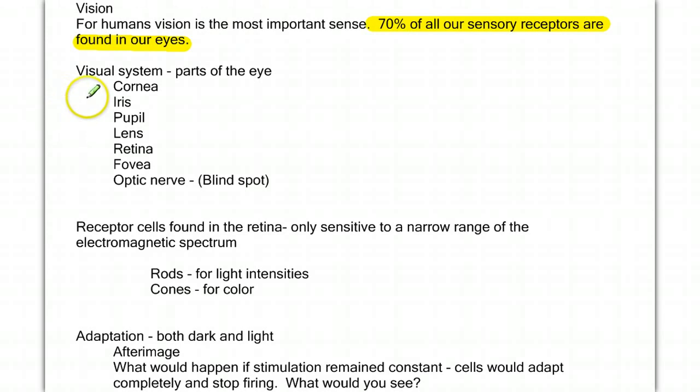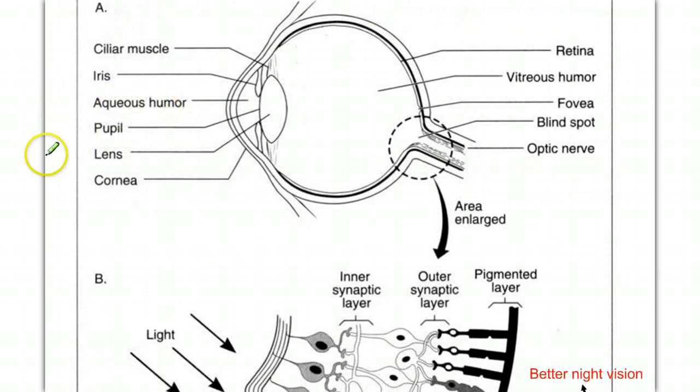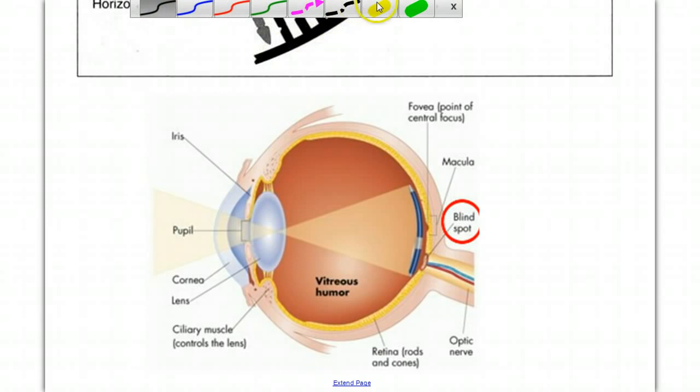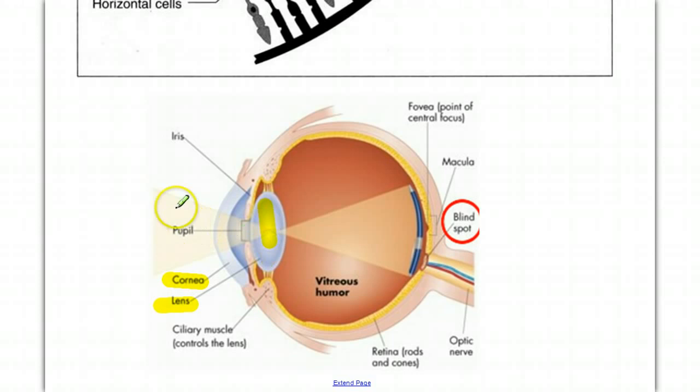Let's take a quick look at the anatomy of the eye. These are the structures that we will need to identify and label. Let's scroll down and look at this picture of the eye here and see the parts that we're going to need to label. With the cornea, which is the outer covering, and the lens that we see here. And the lens is going to focus the image onto the back of the eye.